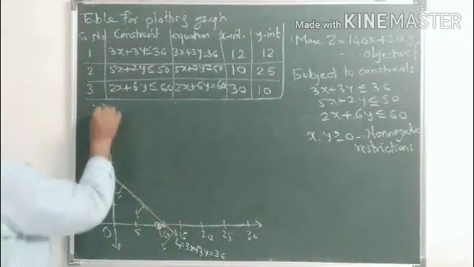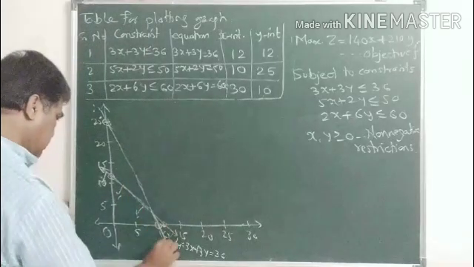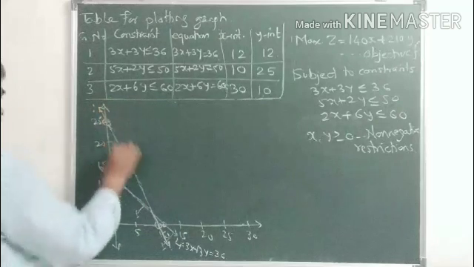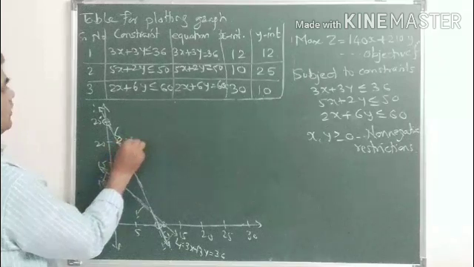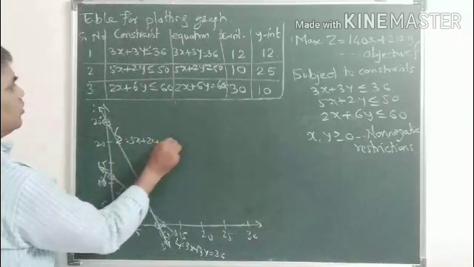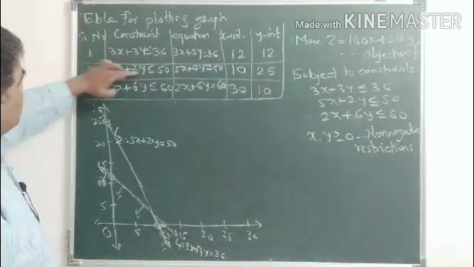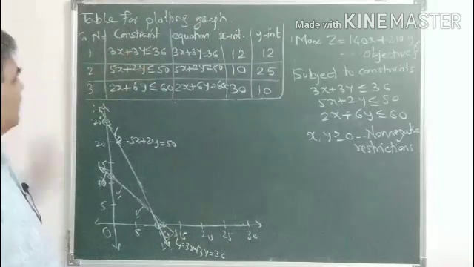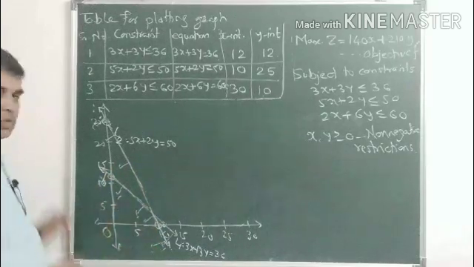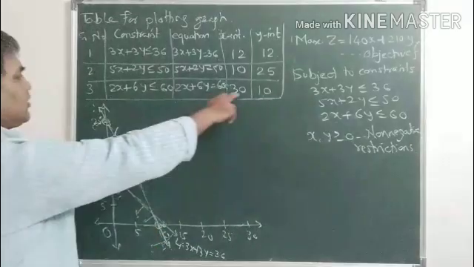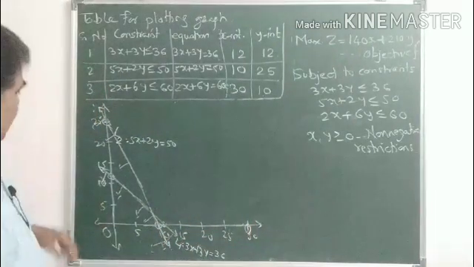But it may be correct. So this is my L2 line, L2: 5x plus 2y equal to 50. This line. And for that line, again 0, 0: 0 plus 0 less than 50 means this side region, origin side region again. Origin side region for that inequality. For the next one, x-intercept is 30 and y-intercept is 10.